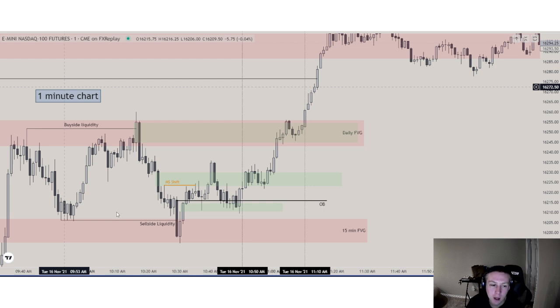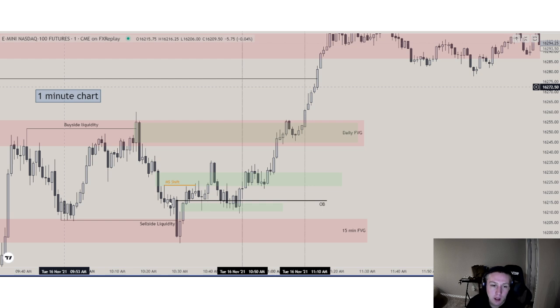Nice 2022 model: sell side taken, market structure shift, imbalance here, and then we have that 1-minute order block with that daily order block level. I don't have it written out on this chart, but we have that daily order block level, and we have this nice 15-minute fair value gap. Look how nicely this gets repriced too, as well as this fair value gap right here. Draw that on time, boom, perfect delivery here.